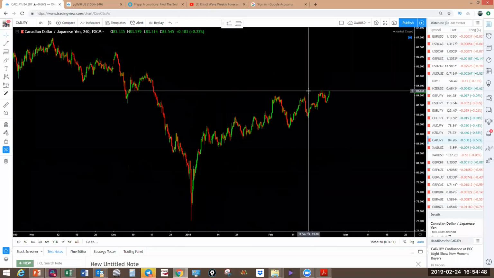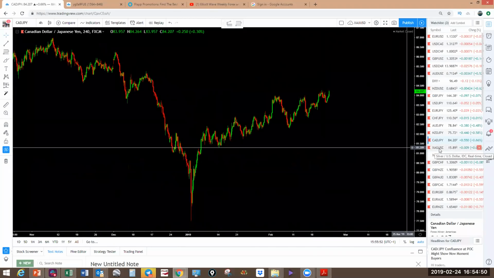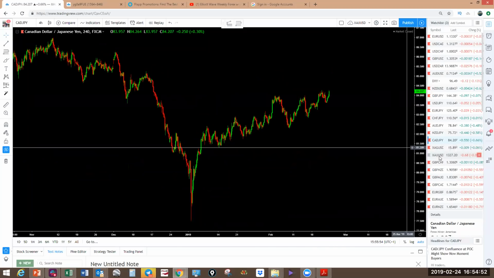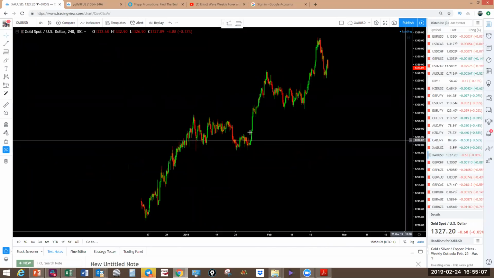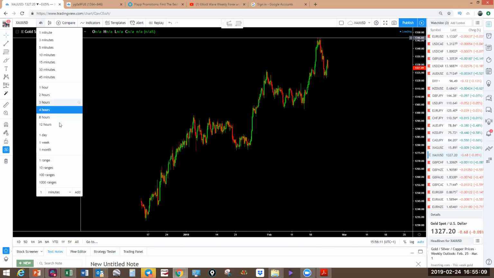Okay, now we can move to the pound pairs. Before we go to the pound pairs, let's look at silver and gold. Let's start with gold. Gold. Let's go daily on gold.